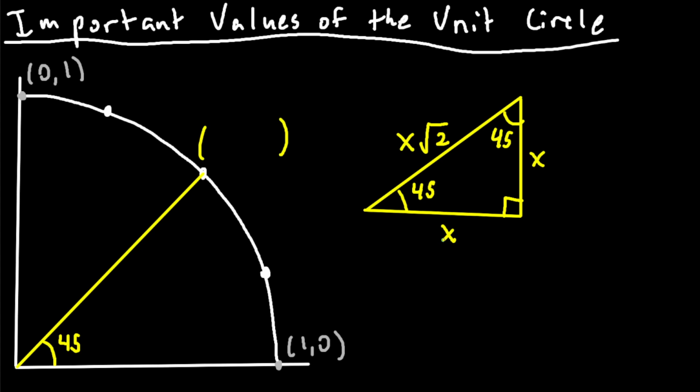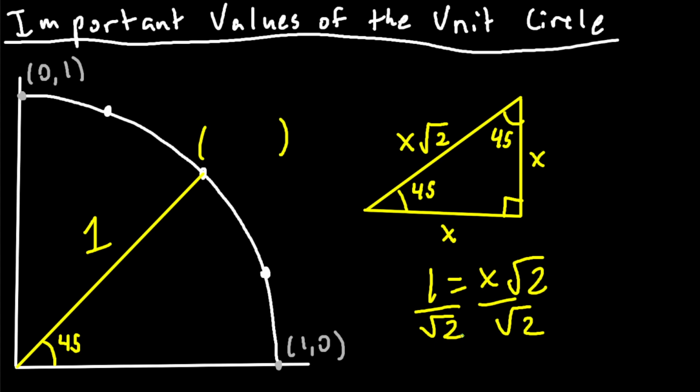If you want to learn more about where this comes from, I do have a video that explains a little bit about it. But you don't have to know that for this context. The most important thing about this, though, is this is 1, this is the radius, which is 1 because it's a unit circle. So let's figure out what x is. We know that the hypotenuse here has to be equal to 1. So 1 is equal to x times the square root of 2. All I really need to do is divide both sides by the square root of 2. And there we have it. We have x is equal to 1 over the square root of 2.